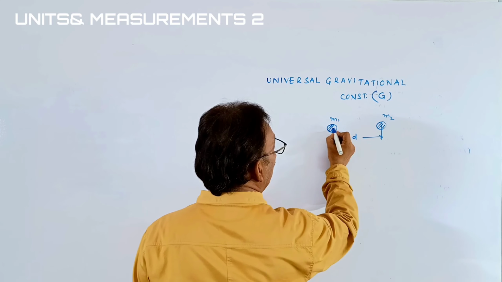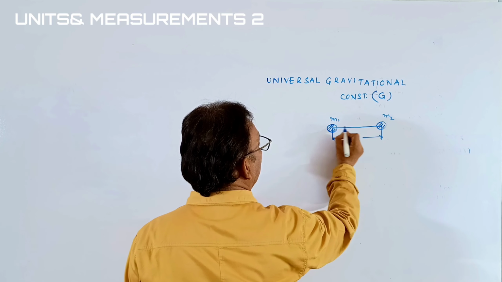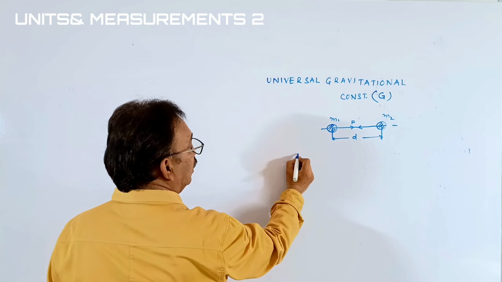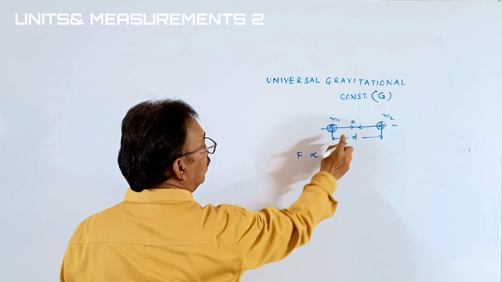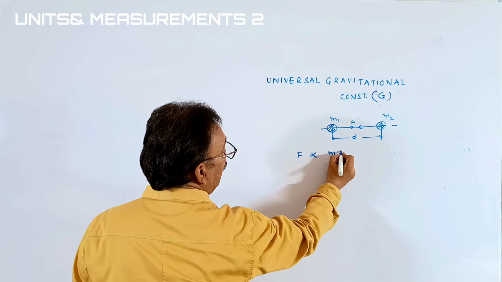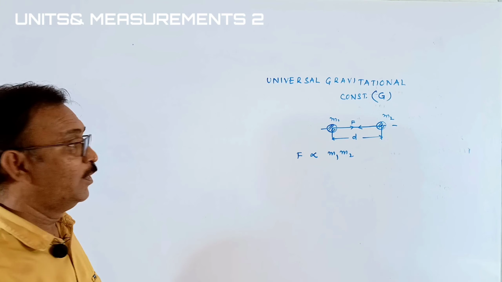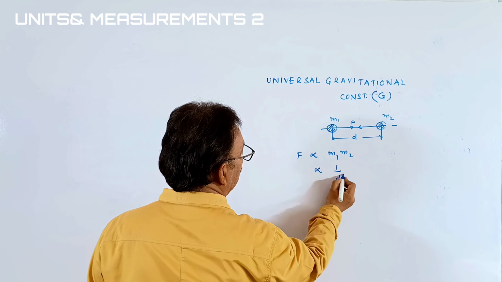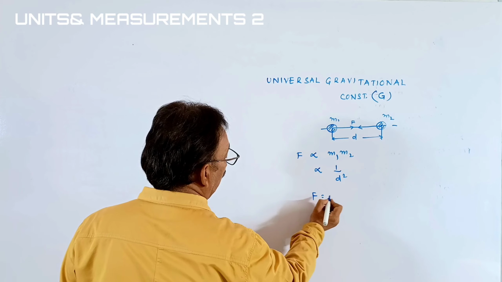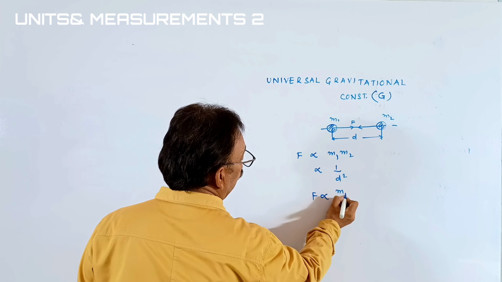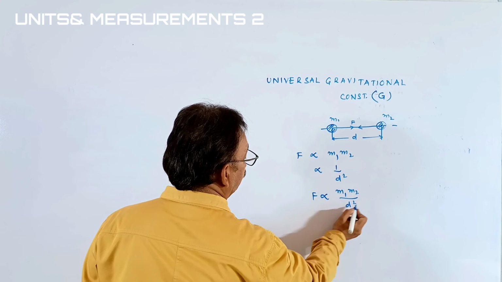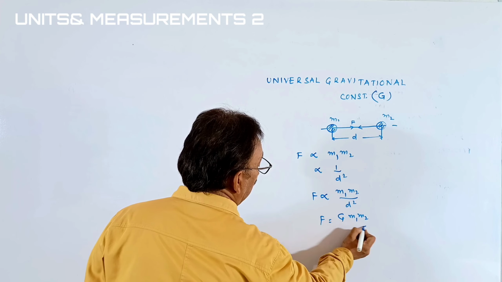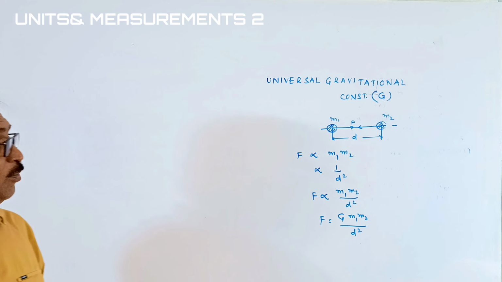Then a force acts between them along this line, students. This force depends upon two factors. One is the mass of the bodies, directly proportional to the masses, and inversely proportional to the square of the distance between the centers. Then we can write it as 1 by d square. Together, F is proportional to m1 m2 by d square, or F can be written as G into m1 m2 by d square. It is the formula for force acting between two bodies.